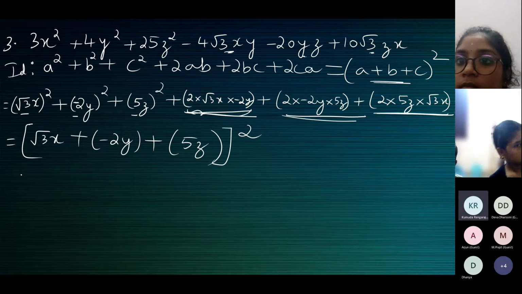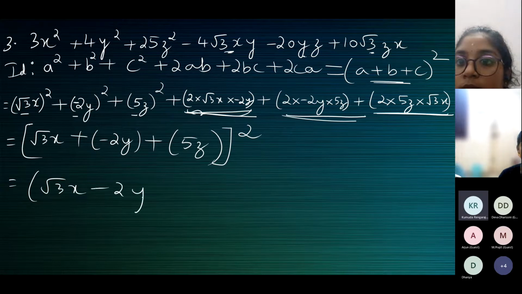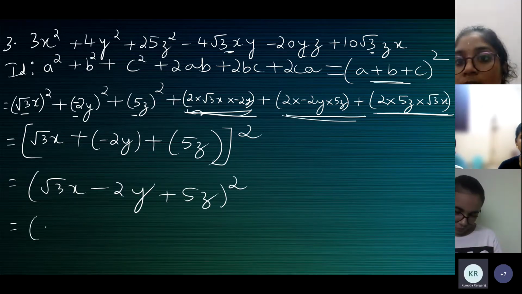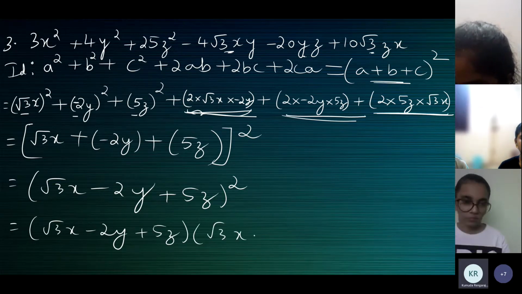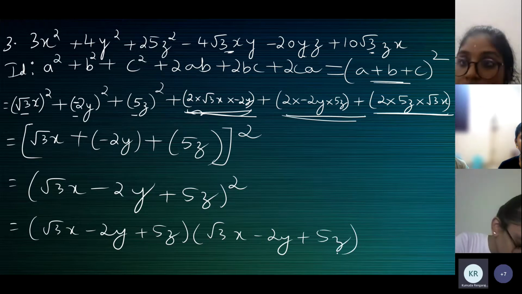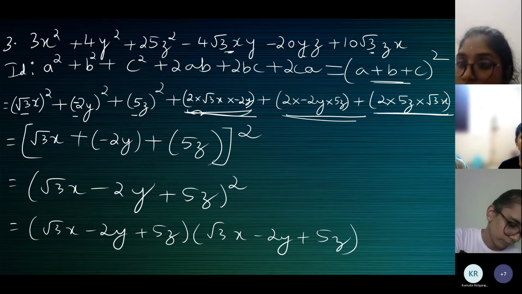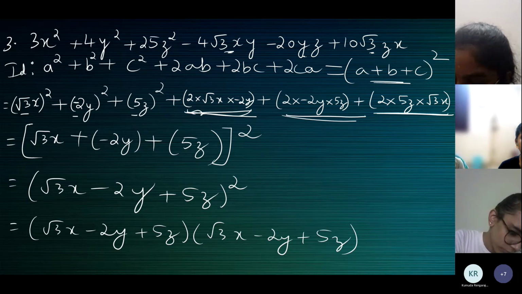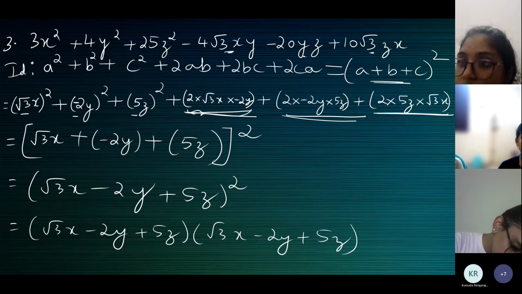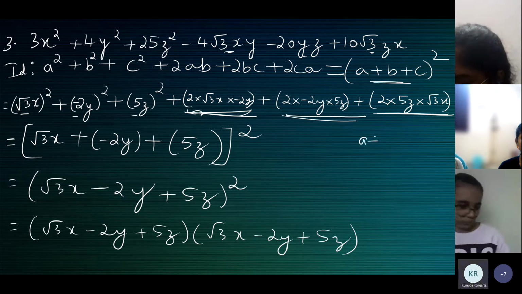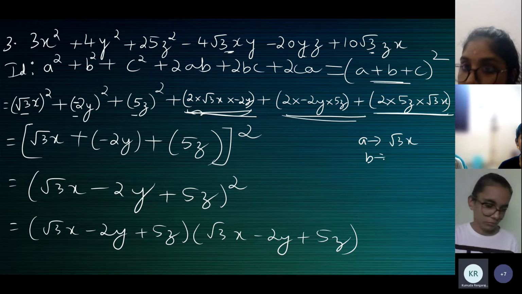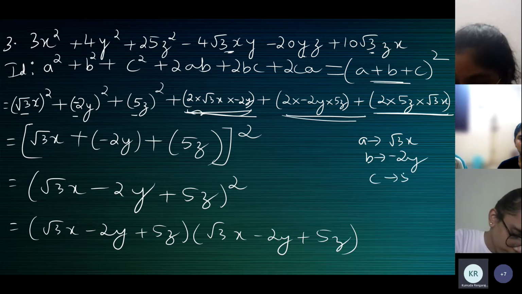Which you can also write as root 3x minus 2y plus 5z the whole square. Write it 2 times: root 3x minus 2y plus 5z into root 3x minus 2y plus 5z. A is root 3x, B is minus 2y, and C is 5z.